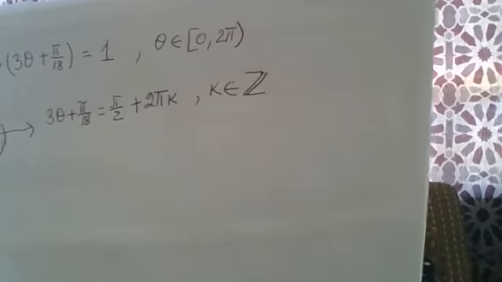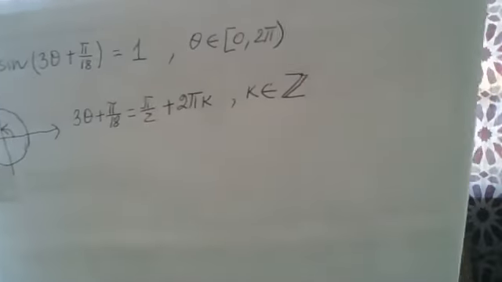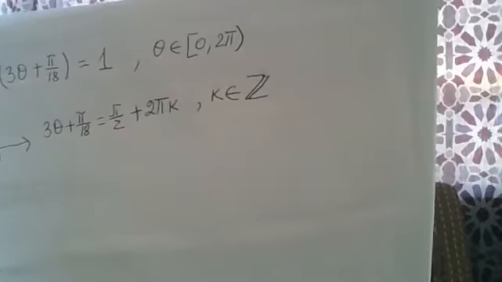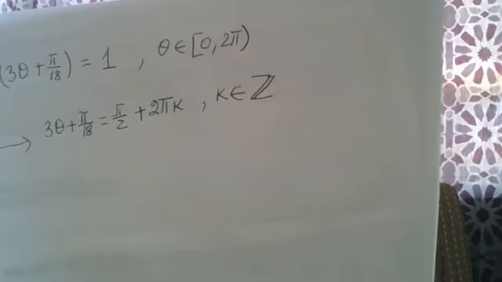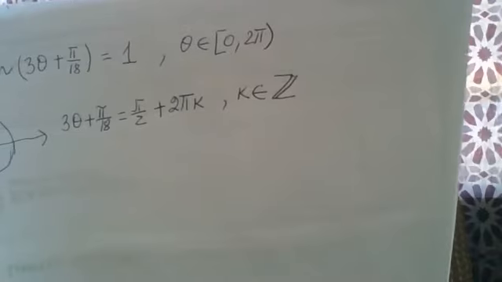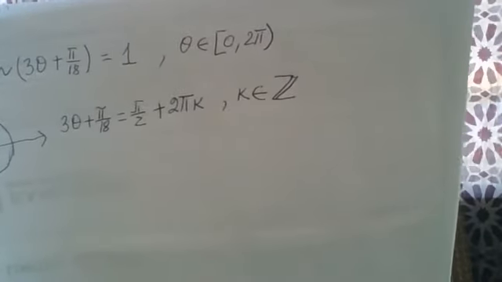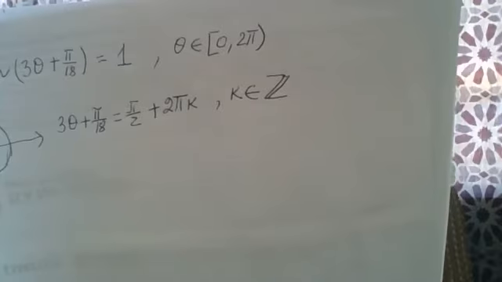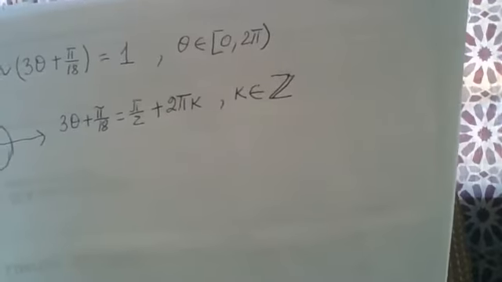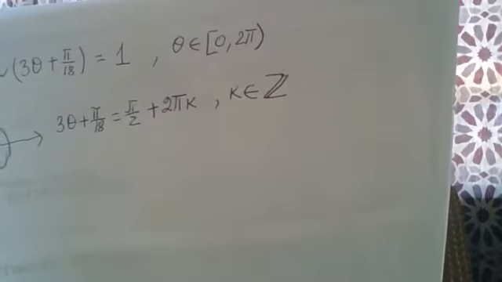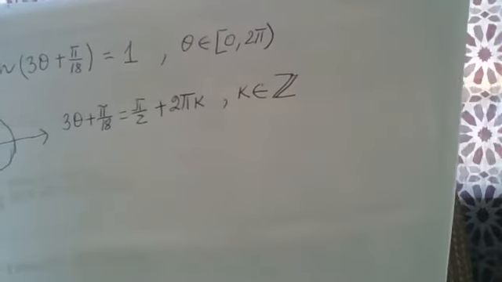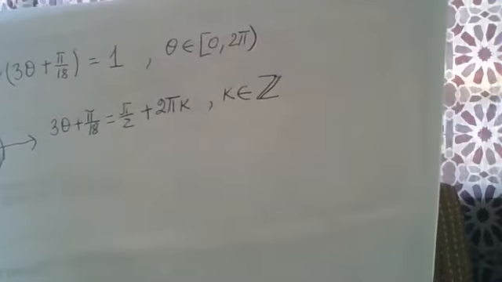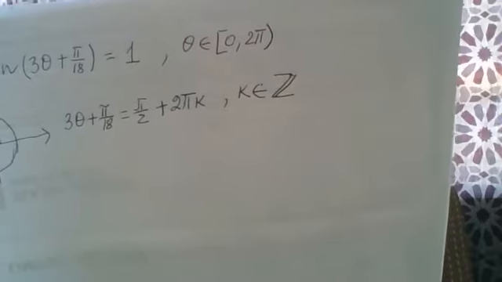So it is 3 theta plus pi over 18 equals pi over 2 plus 2 pi k. And ladies and gentlemen, I always recommend: if in your problem you have not a simple angle like theta, let's say you have 3 theta, 5 theta, 22 thetas plus or minus pi over something, please use that approach. Use information about their periods.